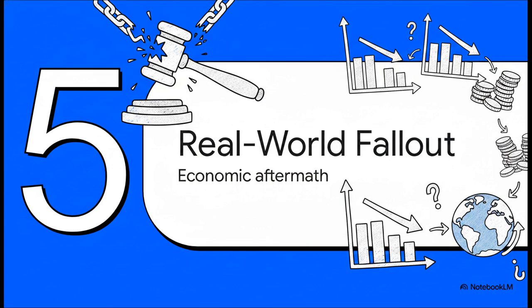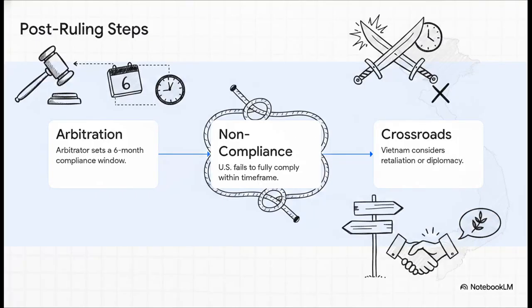Section 5. Real-world trade fallout. So the crucial point is, a legal victory on paper doesn't magically erase real-world economic barriers. The implementation phase is where things get really sticky. An arbitrator actually set a 6-month compliance window for the U.S. to align its practices with the ruling.